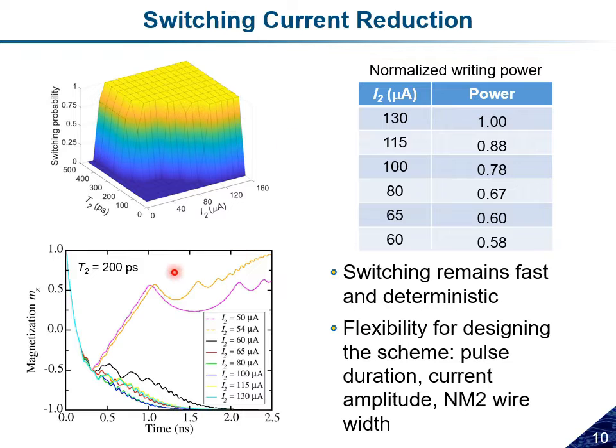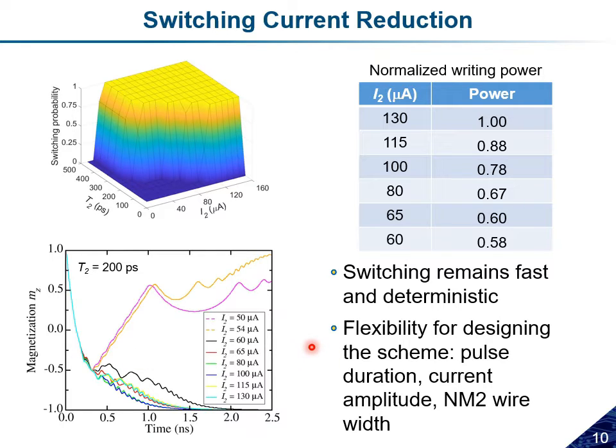But even if we set a short pulse like 200 picoseconds, we still observe that the current can be significantly reduced without affecting so much the performance of the cell. So here we could reduce the current from about 130 microamps to 60 microamps, so about 50%, without affecting so much the switching dynamics, and still guaranteeing deterministic switching.